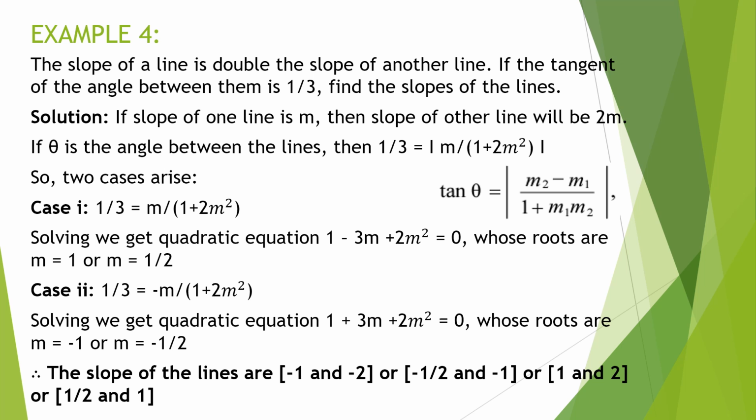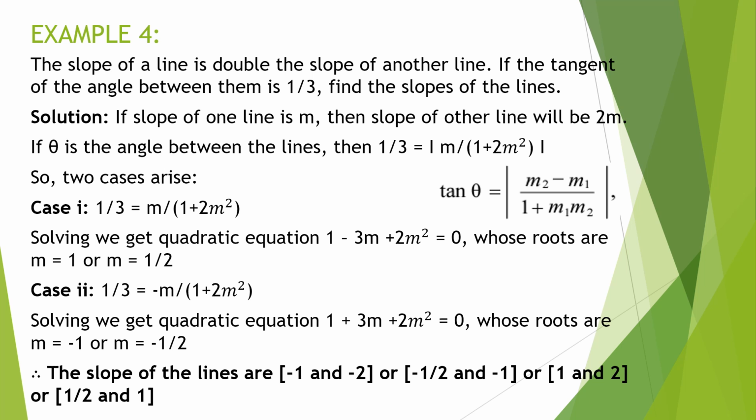Another type of example. The slope of a line is double the slope of another line. If the tangent of the angle between them is 1/3, find the slopes of the lines. It is given that there are two lines and the slope of one line is double the other. So suppose the slope of one of the lines is m, then the slope of the other line will be 2m.